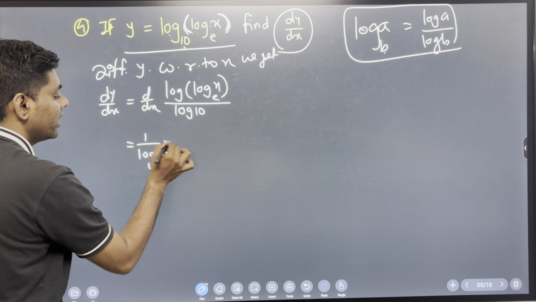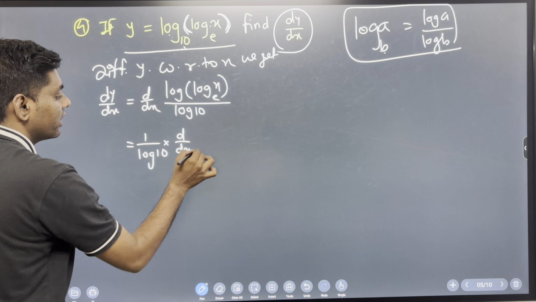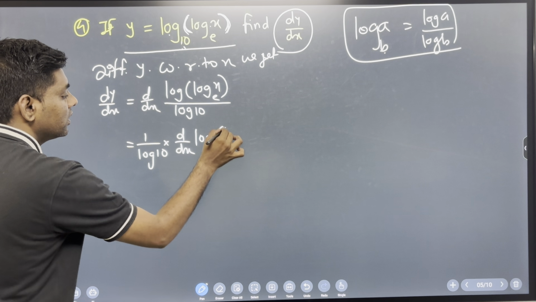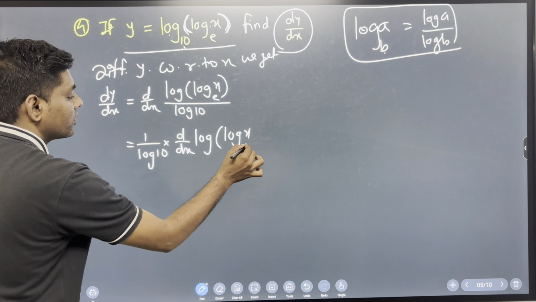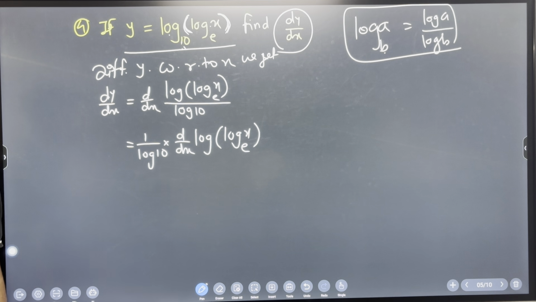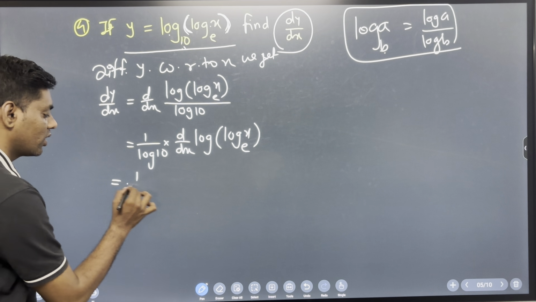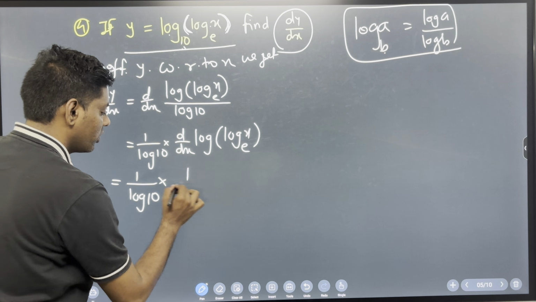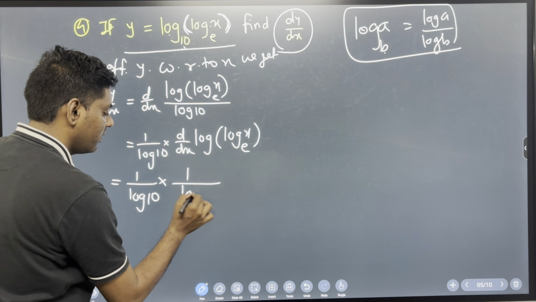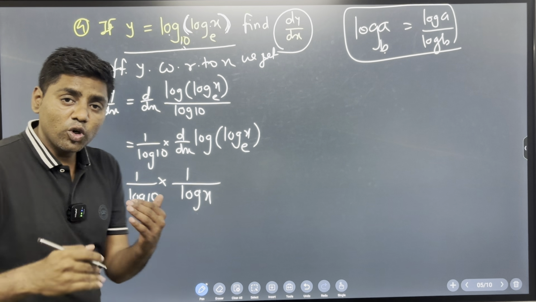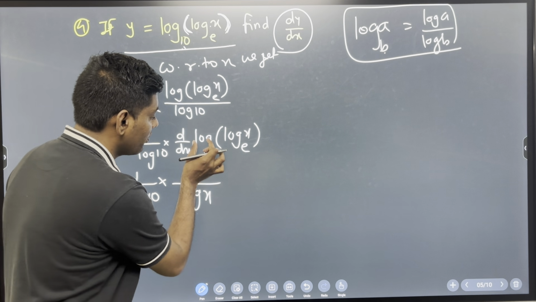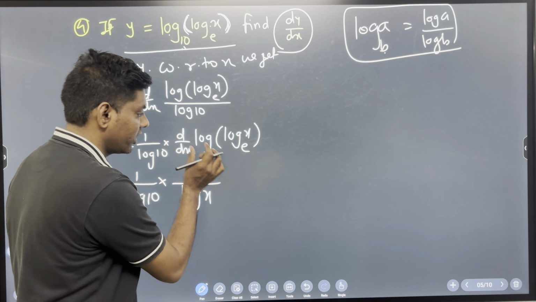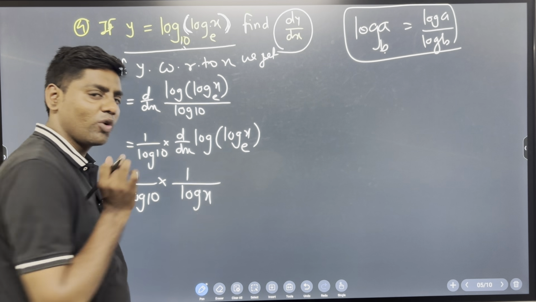So we take the derivative of that function, and the function is log of x to the base e. Log of e is 1, remember that. So that is 1 upon log of 10 into, what is the derivative of log x? 1 upon x.